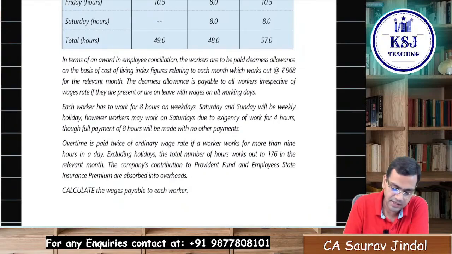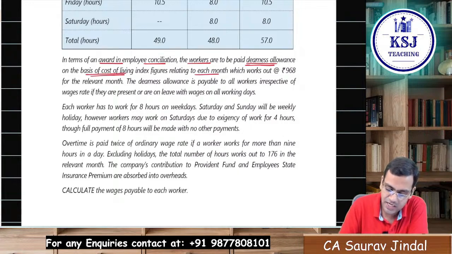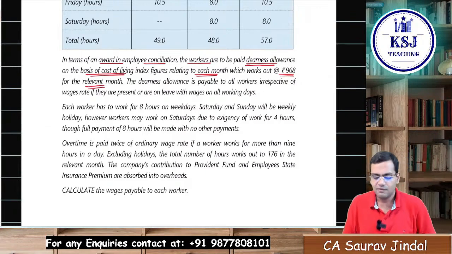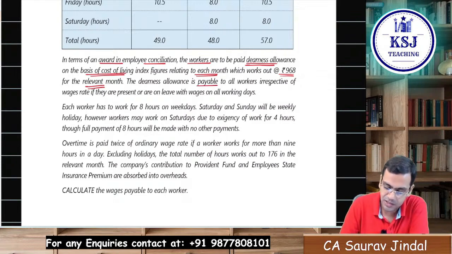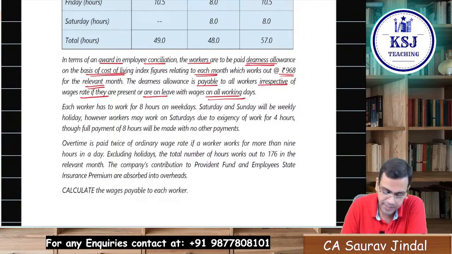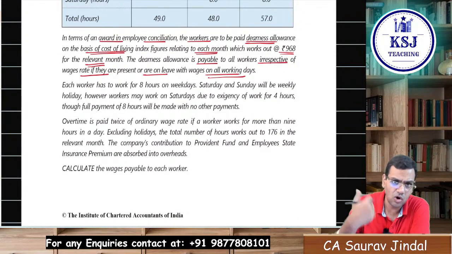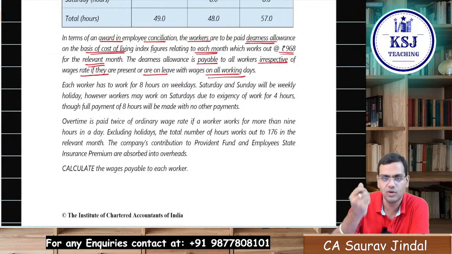Next it says, in terms of an award in employee conciliation, the workers are to be paid dearness allowance on the basis of cost of living index figures relating to each month, which works out to 968 for the relevant month. Based on some cost of living, we have to calculate the DA. That is a simple part we'll take up later on. The dearness allowance is payable to all the workers irrespective of the wage rate, if they are present or on leave with wages on all the working days, right? That DA is payable to all the workers irrespective of any leaves or anything. You have to pay DA.